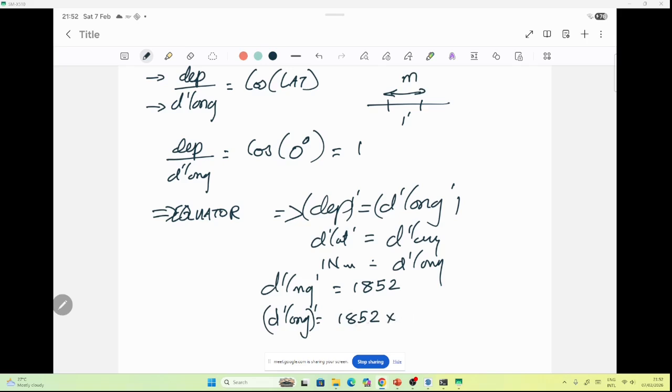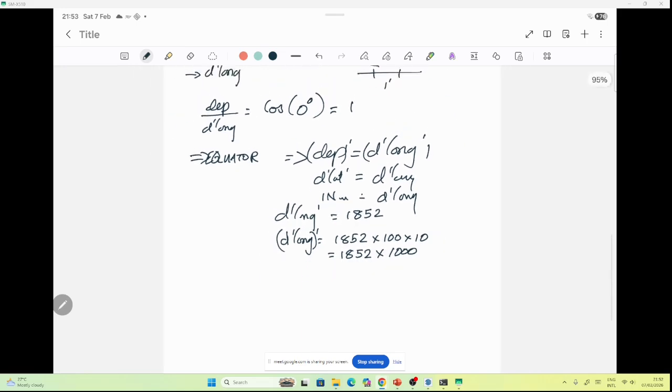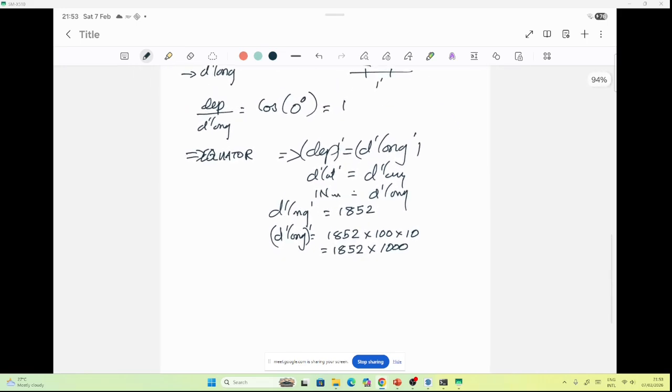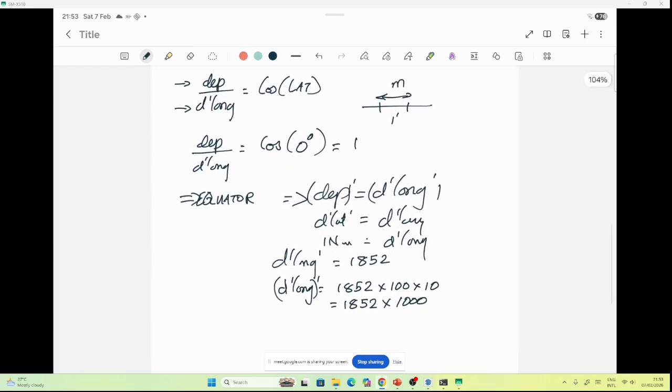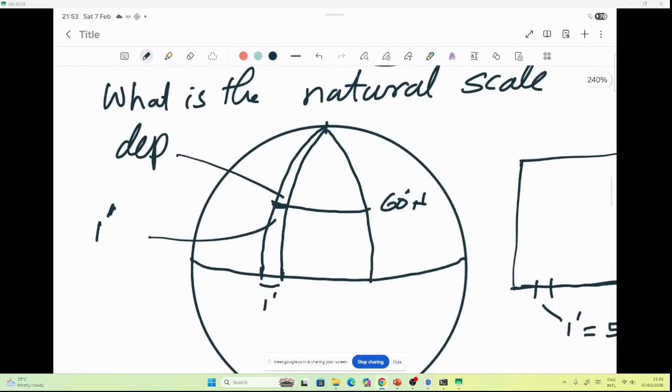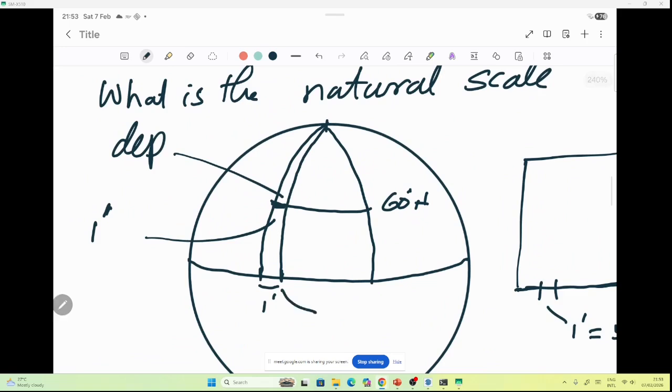Meters to centimeters: this is in meters, no? So if you want to make it centimeters, you have to multiply by 100, and centimeters to millimeters, you have to multiply by 10. So 1852 into 1000, isn't it? Are we clear? Yes, sir. So now we have found out how much this is: 1852 into 1000.